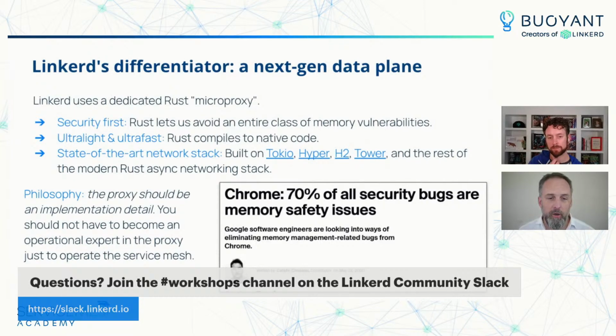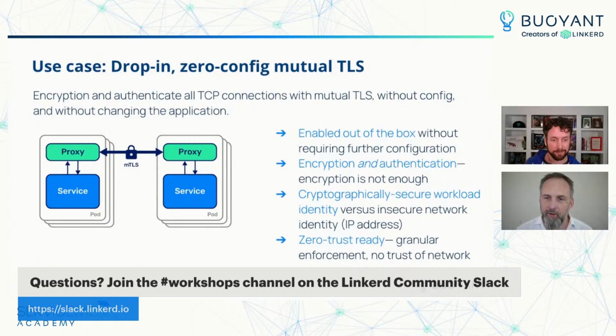I found this great article written by the folks over at Google on Chrome, the web browser. They found that 70% of their security bugs were due to memory safety issues. That's a dramatic statistic, especially if you have a way of avoiding a huge, huge class of them. Okay, there's a lot more to be said about the Linkerd micro proxy, but I'll leave that for another day. Let me turn off this banner here.